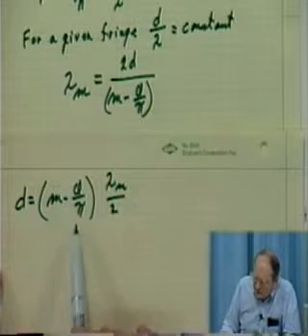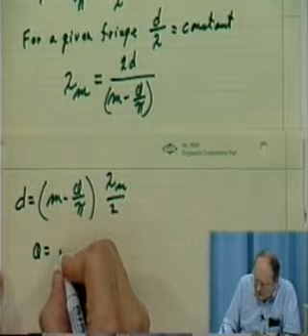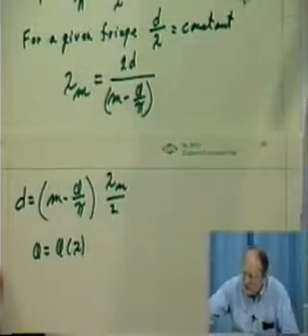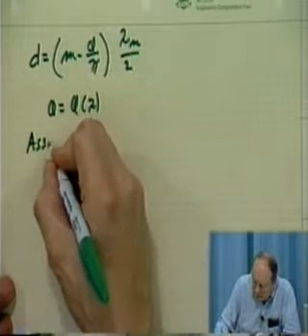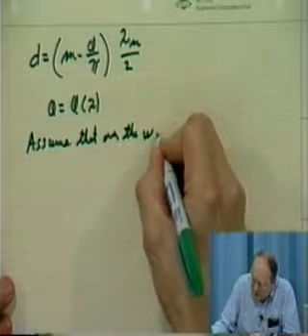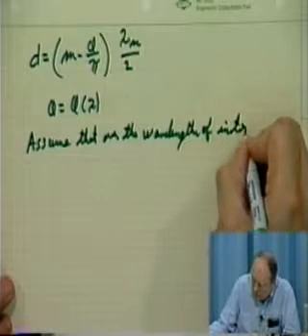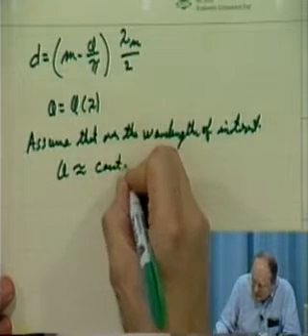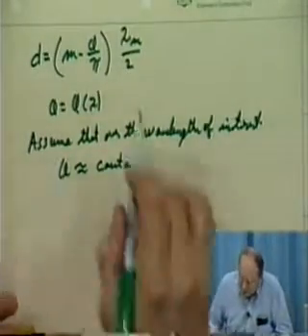Now, it's going to be a little bit complicated, or can be, if phi is a function of the wavelength. And what I want to do here is to assume that that's not the case. I'm going to assume that over the wavelengths of interest, phi is approximately a constant. And this is true for a lot of cases, like silver, for example. Most cases, this is true.